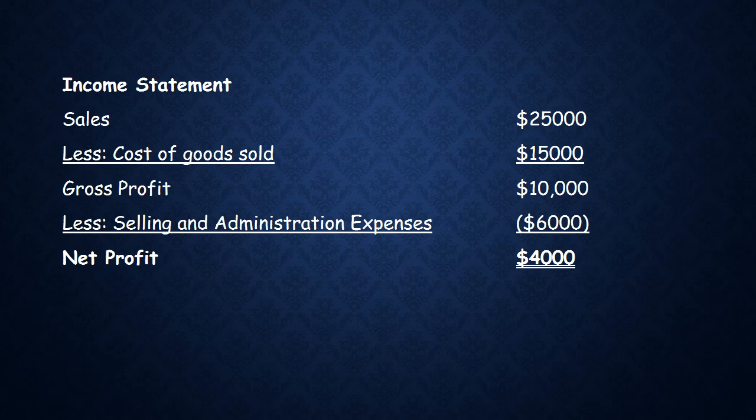Now you have to calculate income statement. So sales less cost of goods sold gives you gross profit, less selling and administration expenses gives you net profit, as you can see in this example.